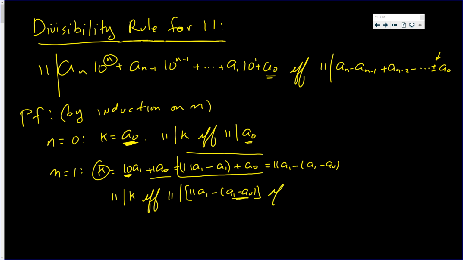Now, since 11 divides 11a1, the only way 11 is going to divide the sum is if and only if 11 divides a1 minus a0. But that's what I should get. That digit minus that digit. 11 divides k if and only if 11 divides this digit minus that digit. So that worked. Let us even try it one more time.